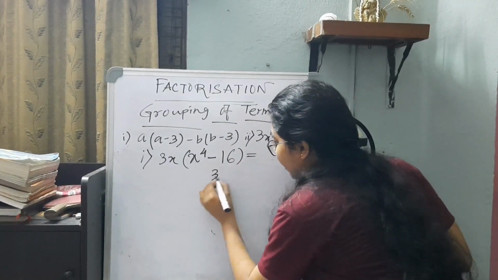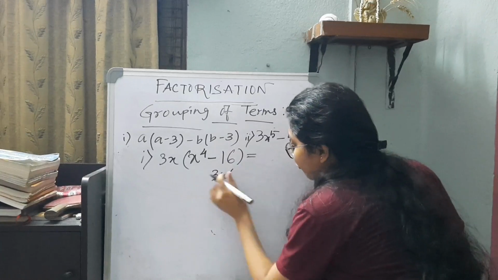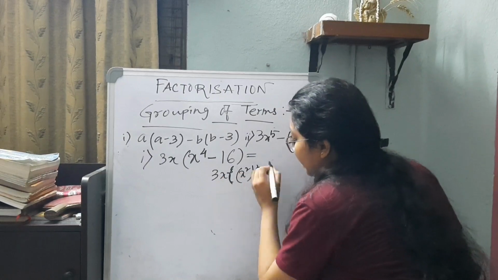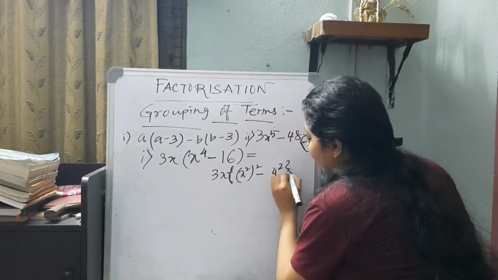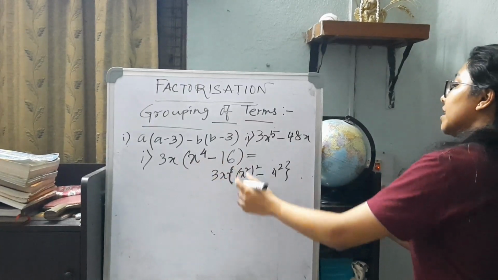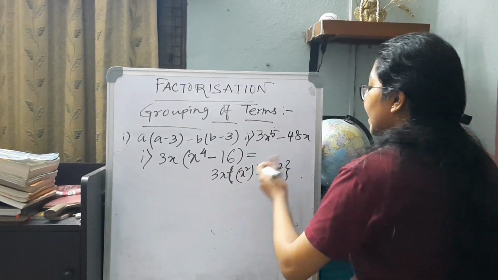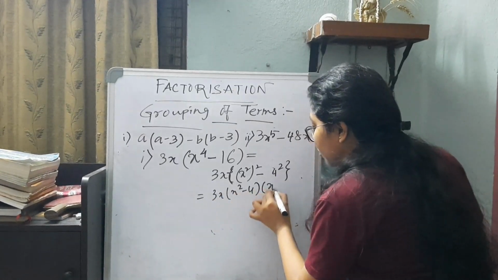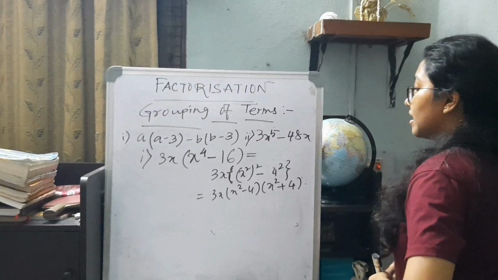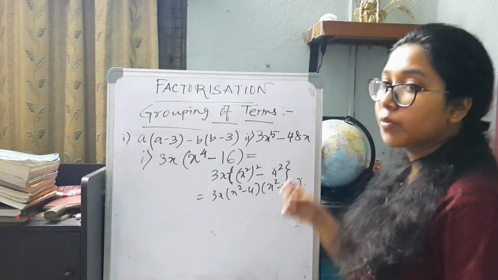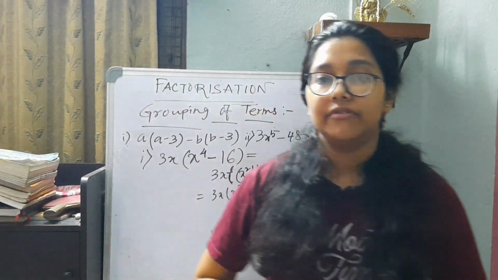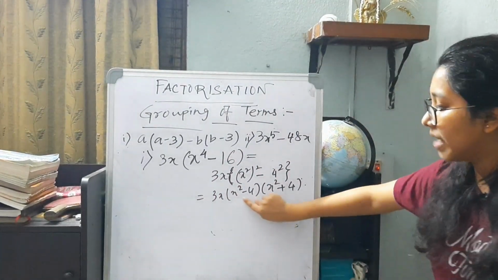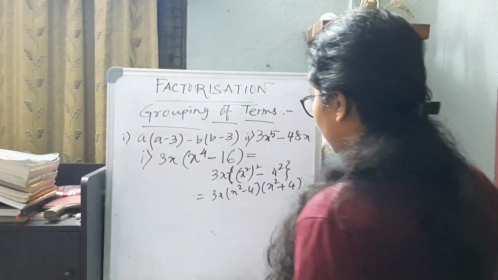Let us observe the trend. 3x times of x squares whole square minus 4 square, isn't it? x square whole square, and this is 4 square. Why am I doing this? I can get the factor form, that is 3x times x square minus 4 into x square plus 4. But now, whenever we factorize, we have to go for the irreducible factors, that is, they cannot be reduced further. But as I can see, x square minus 4 can be reduced even more further, okay.